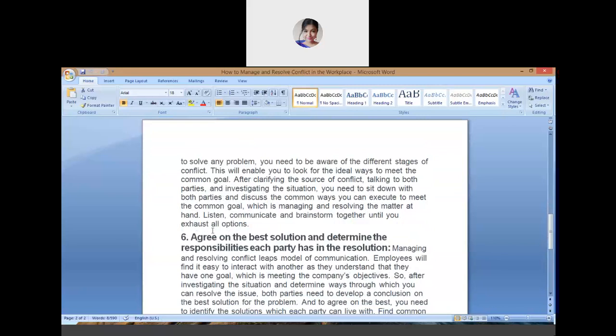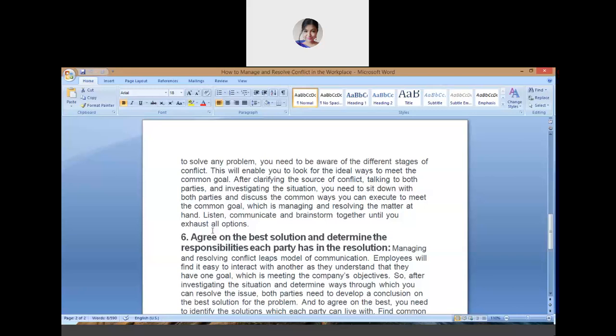So for that, what you can do is you can again have a discussion with the people who are involved in the conflict. You can have a discussion with them, and you can figure out a common goal. They would give their solution, that this is how I want the problem to be resolved, and the other party would also give his or her opinion regarding how to resolve the situation. And after that you can listen to them, and then you can take a decision.